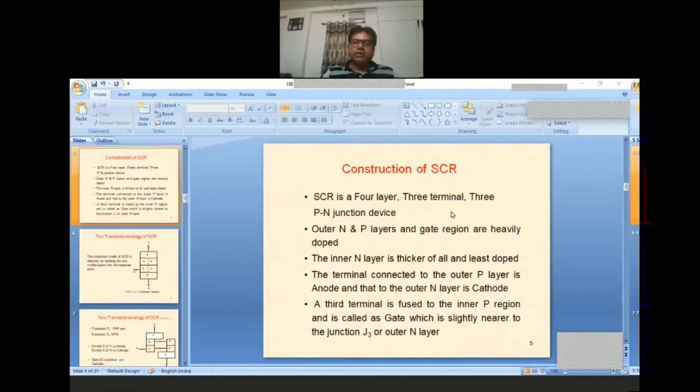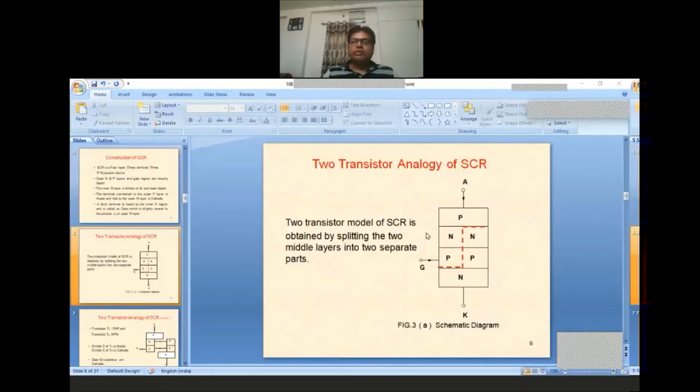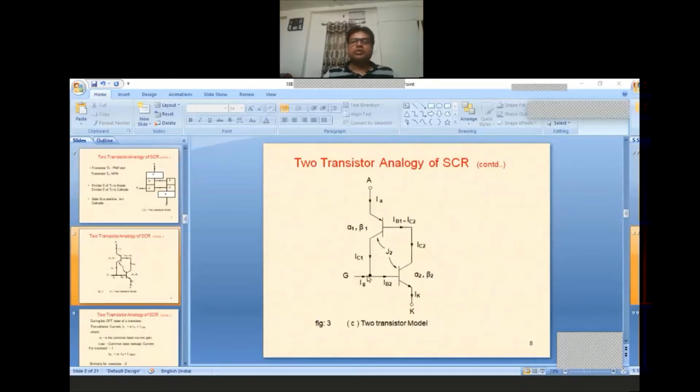Then when it comes to the working, you have to compare with the two transistor analogy, where you will be simply discussing how the current goes on increasing from anode to cathode due to the cumulative action of the gains of the transistors connected back to back. So this is the two transistor analogy as compared to the construction of the SCR, how the anode current or forward current through the SCR increases.